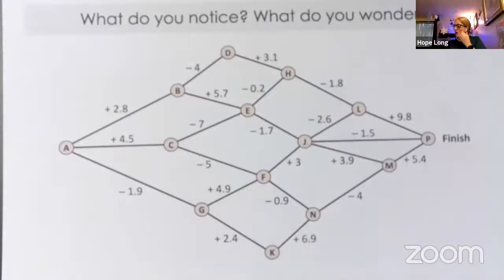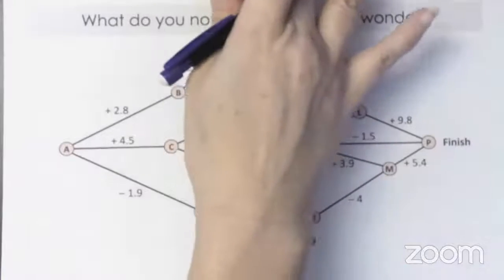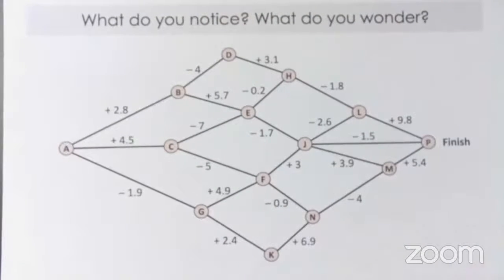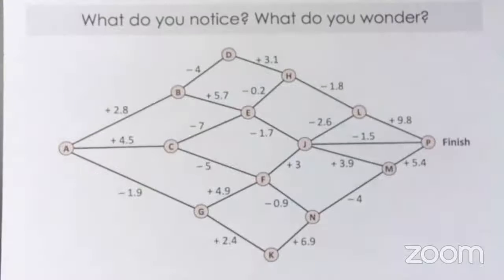Julia, what do you notice? What do you wonder? I noticed that there are positive numbers and negative numbers by each letter. Okay, thank you, Julia. Cawthor, what do you notice? What do you wonder? Well, I noticed that there's some decimals. Awesome.